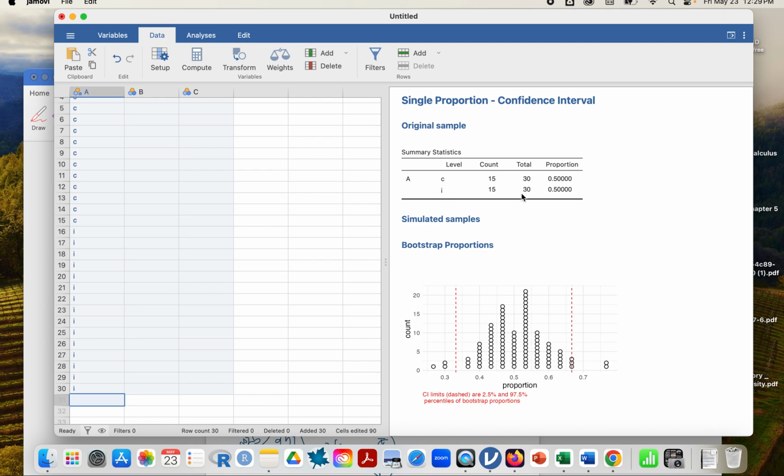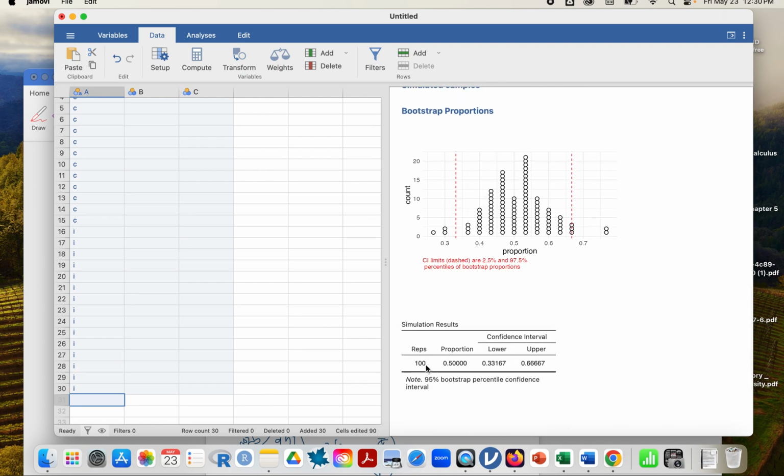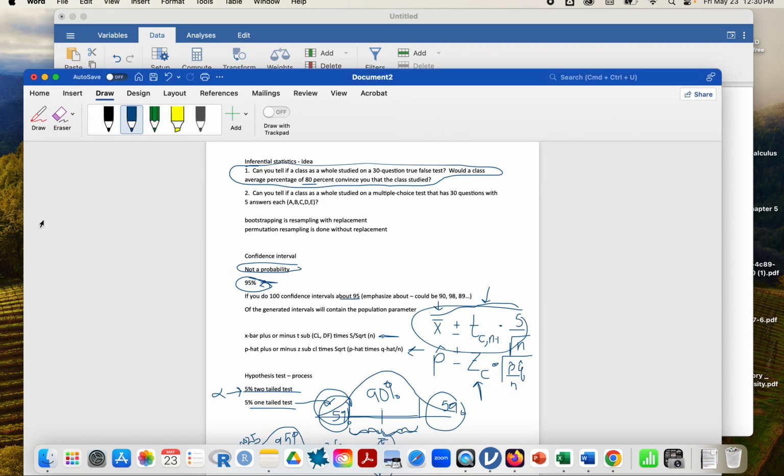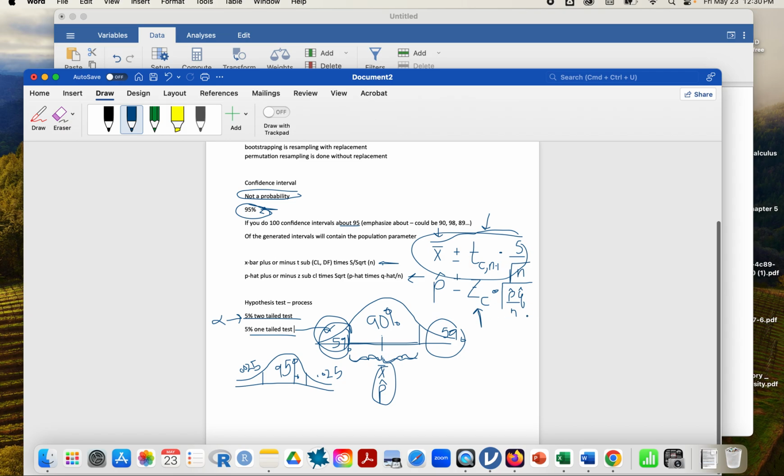So if we did 100 reps of that bootstrapping, our proportion distribution is going to look like this. In fact, our confidence interval is going to go from 0.6 repeating to 0.33 about. What it's done is it's taken all of these proportion values and basically done this formula.